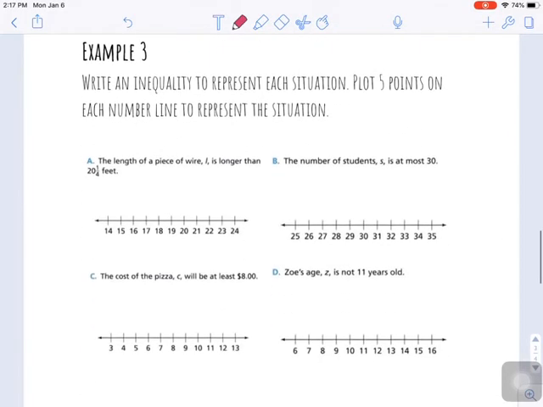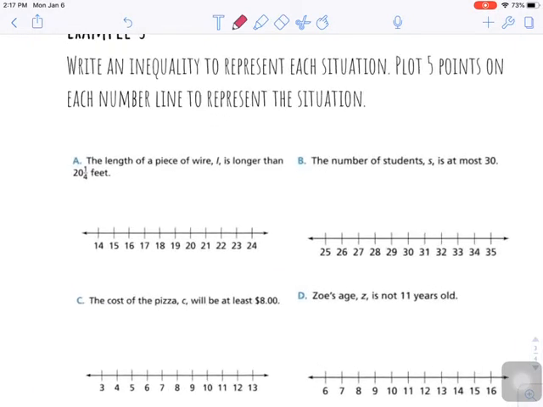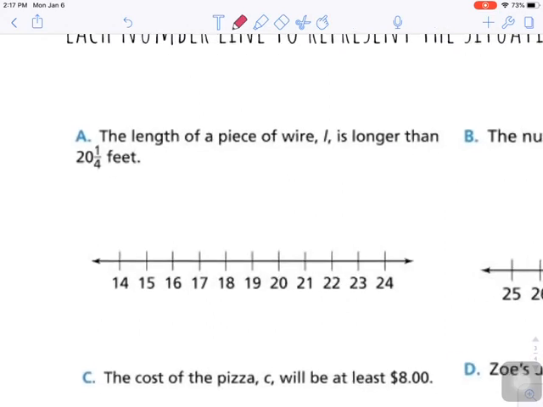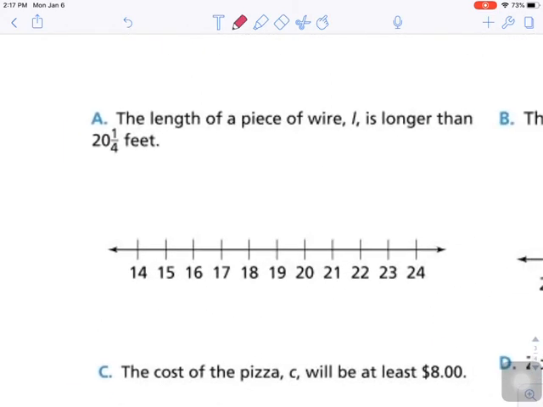All right, let's try another one. So example 3. For all 4 of these, we want to first write an inequality, and it's asking us to plot 5 points on each number line to represent the situation. So let's start with A. The length of a piece of wire, L, is longer than 20 1/4 foot. So it's saying it's longer, so L is longer or larger than. So you want to say L is greater than 20 1/4.